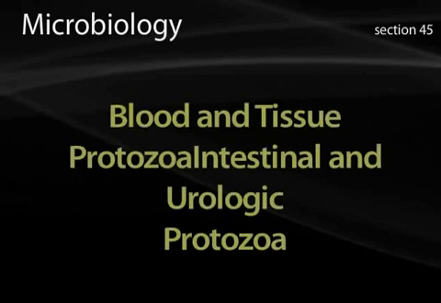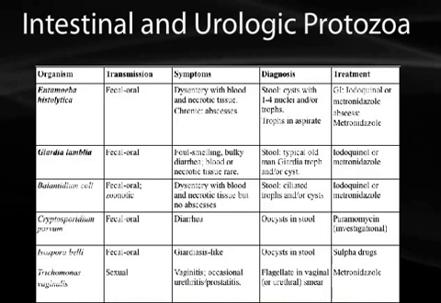Back to Falcon Physician Review's online review for USMLE Step 1. This is Microbiology Module 45, Intestinal and Urologic Protozoa. This first table is a good review of some of the things we talked about in the last module, and it's actually a great synopsis of the clinically distinct diseases and organisms involved. We talked about Entamoeba histolytica, Giardia, Balantidium coli, Cryptosporidium, Isospora, and Trichomonas vaginalis.